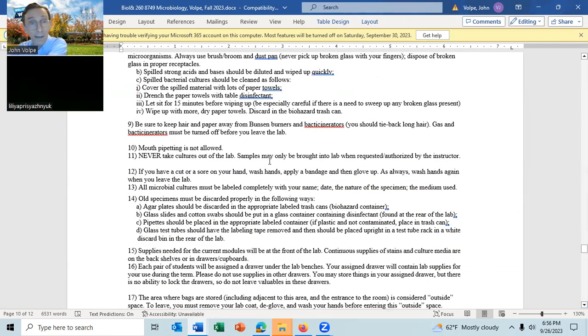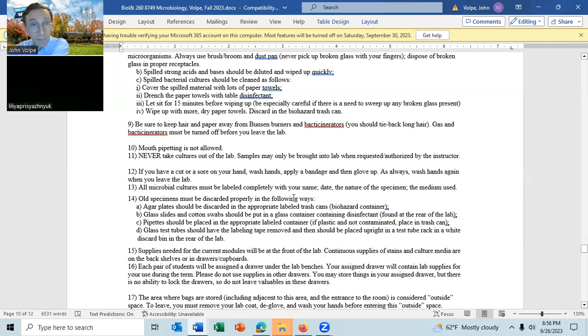Mouth pipetting is not allowed. Never take cultures out of the labs. Samples may be brought into the lab only when it's authorized by the instructor. If you have a cut or sore on your hand, you should wash your hands normally and then go to the first aid kit and put on a Band-Aid and then put the glove over the Band-Aid. As always, when you're done at the end of the day, you should take off your gloves, wash your hands, and if you want, you may put on a fresh Band-Aid.